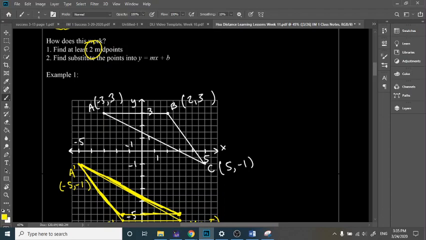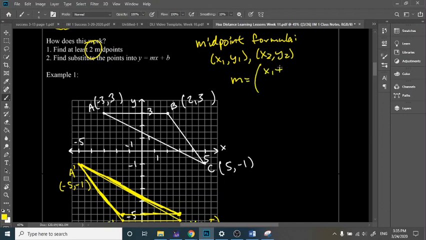So let's remind ourselves, what's the midpoint formula? If you already know the midpoint formula, just skip ahead. So if we have x1, y1, x2, y2, the midpoint is going to be the average of each of those, the mean of each of those. So just add them, divide by 2. So add the x's, divide by 2. Add the y's, divide by 2.